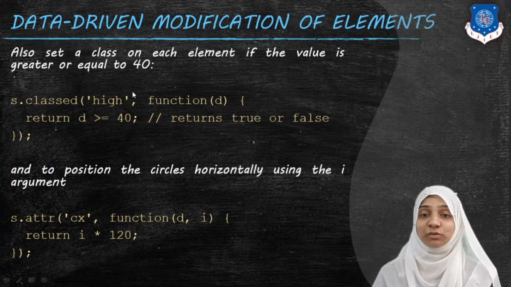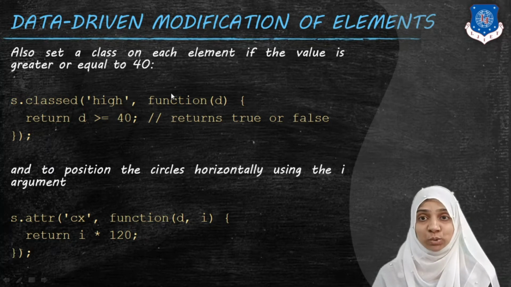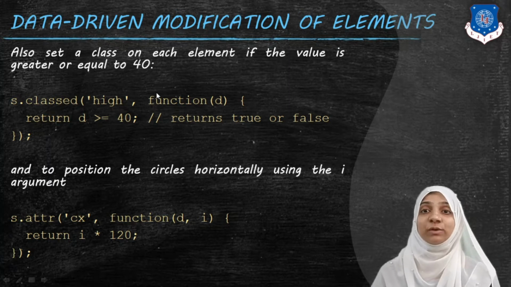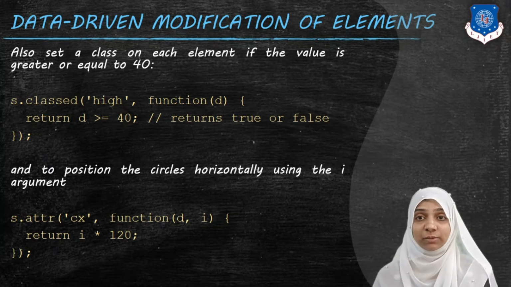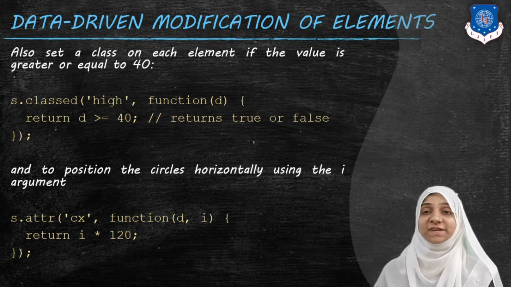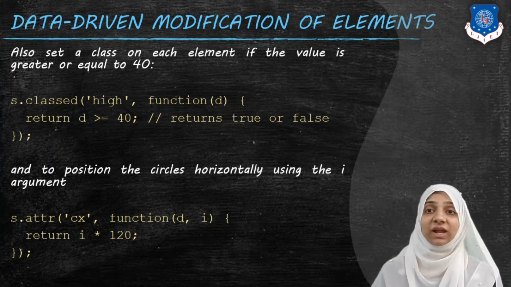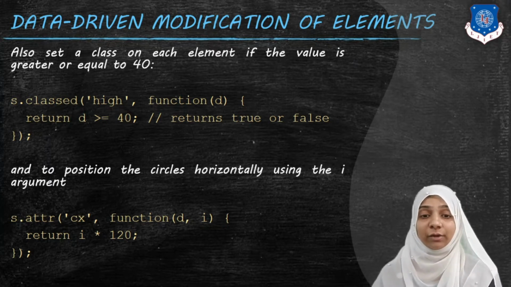If the value is true, that means the class will be equal to high. If the value is false, the class will not be applied at all. So here, instead of writing true and false directly, I evaluate some condition. The condition evaluated here is: if the value is greater than or equal to 40, the class will be set to high. And if the value is lesser than 40, the class will not get applied at all.